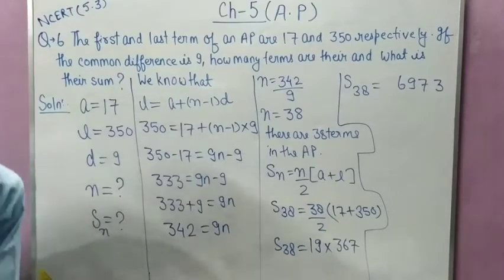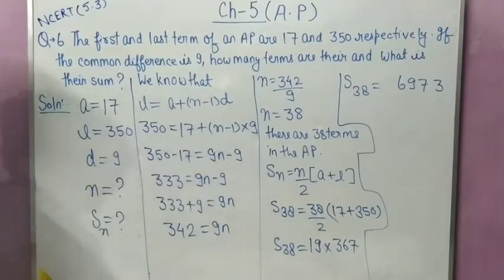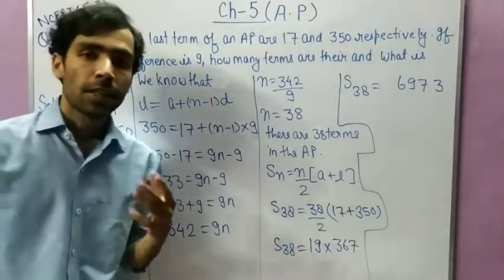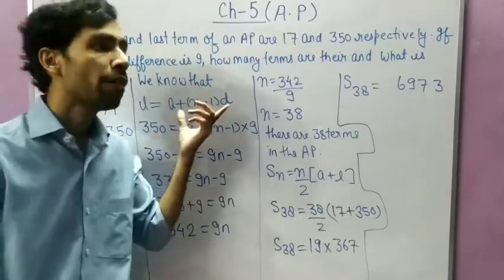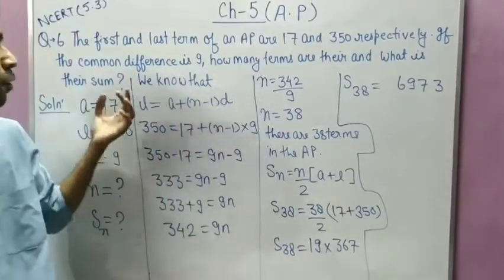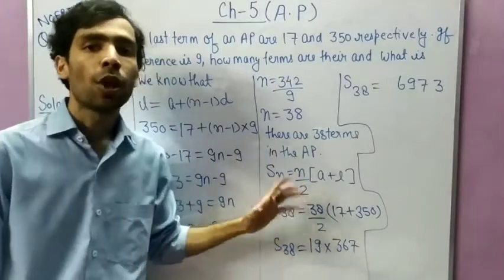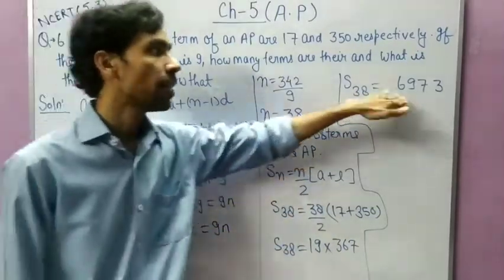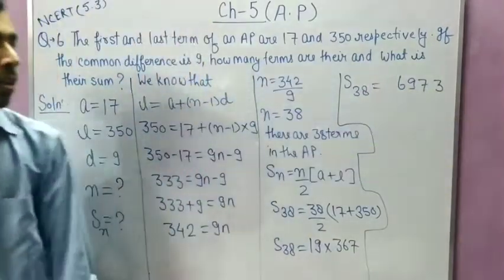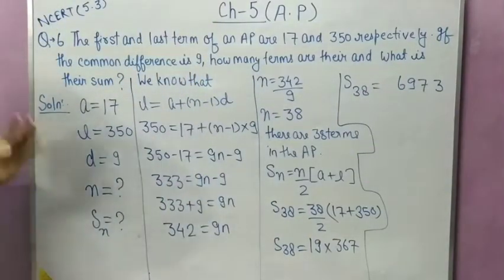I hope you have understood. First we have calculated the number of terms by using the formula of the last term. Then because we have to find out their sum, we have applied the formula of sum. We have put in all the values and we got the sum, that is 6973. So I hope you have understood. Please note it down.